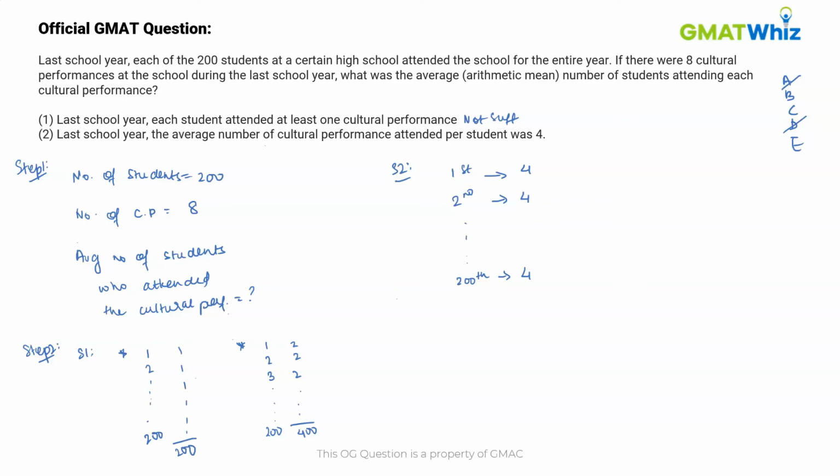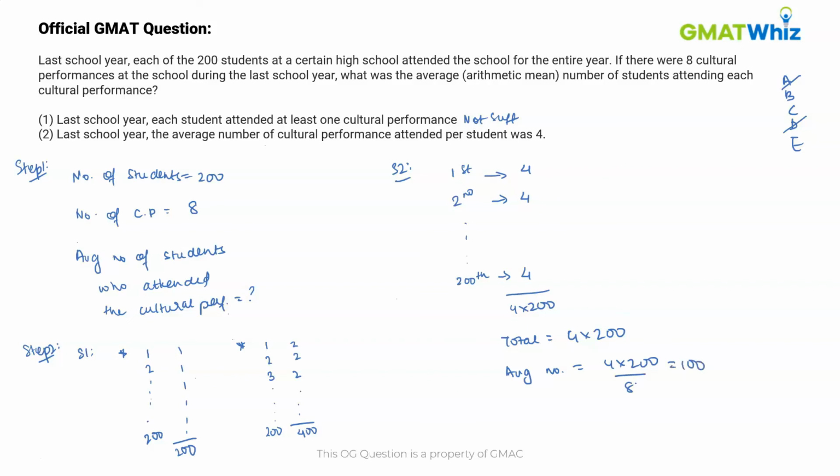Then the total number of performances that was attended by the students is equal to 4 times 200. So, this is the total number of cultural performances attended by the students. Now, since there were 8 cultural performances in the school, the average number of students who attended the cultural performance will be equal to 4 times 200 by 8, which is equal to 100.